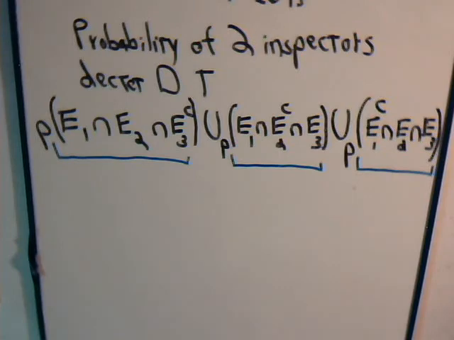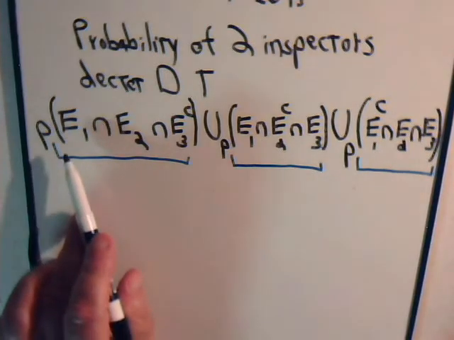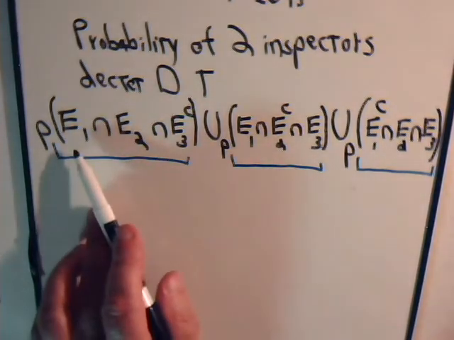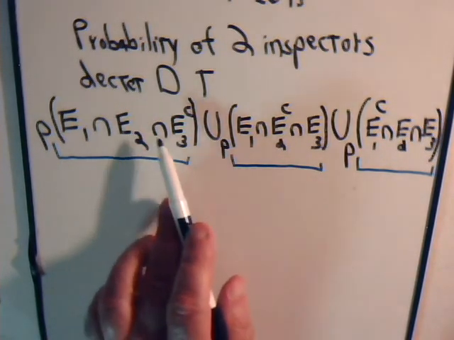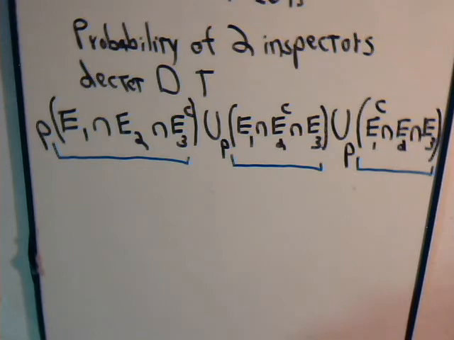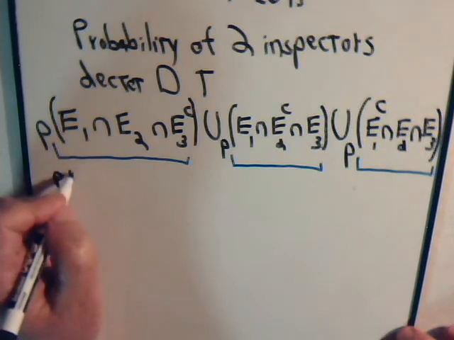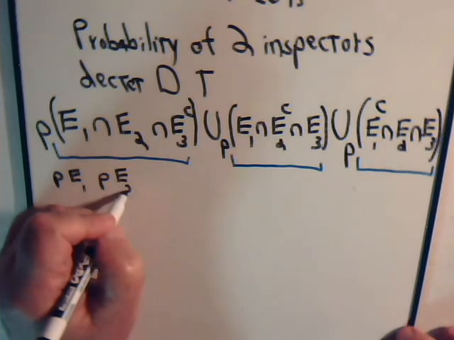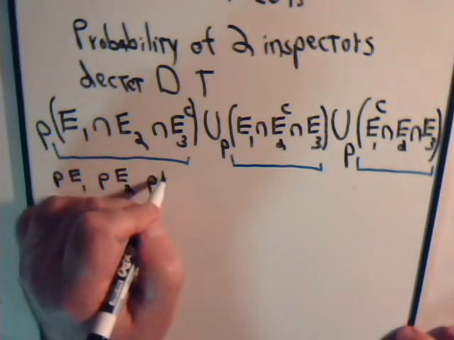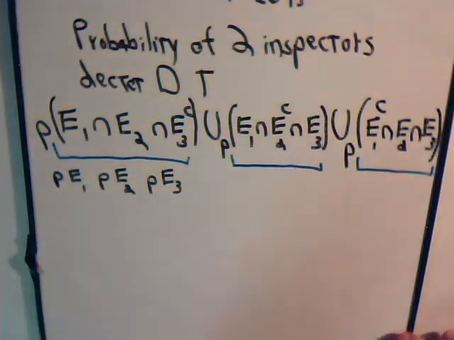Now, before we actually do that, let's consider what this would be right here. Here we have independent event E1 and independent event E2 and independent event E3 complement. And the probability of that happening is the probability of E1 happening times the probability of E2 happening times the probability of E3 complement happening. And I think we're going to have to stop the video at this point.